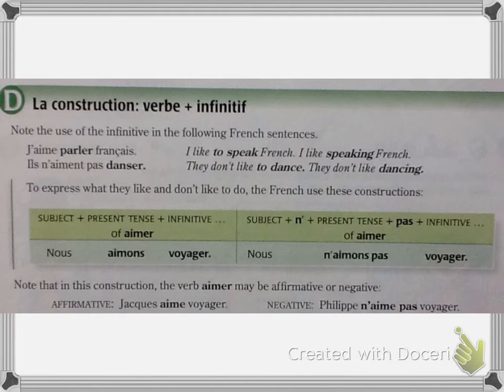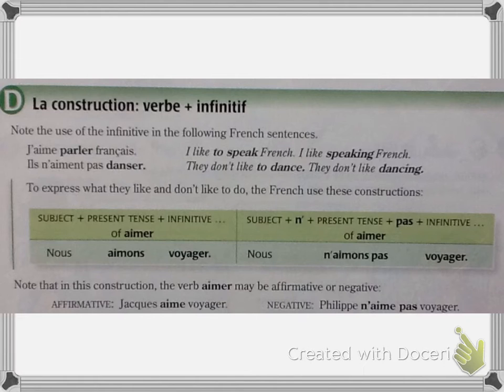Right, D. La construction verb plus infinitive. Note the use of the infinitive in the following French sentences. So this is the two verbs in one sentence. J'aime parler français. Il n'aime pas danser. To express what they like and don't like to do, the French use the constructions subject, present tense of aimer, infinitive, or subject and apostrophe, present tense of aimer, pas, infinitive. Okay, so the most common verb that you do this with is aimer.